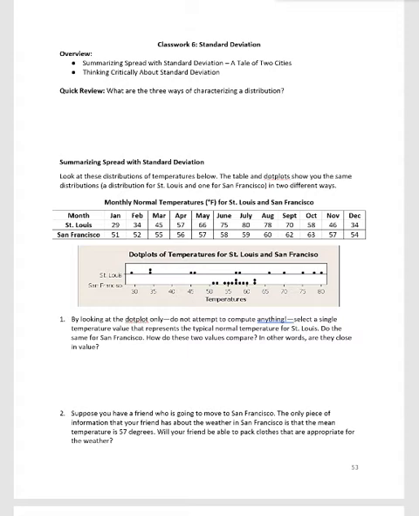So a quick review, what are the three ways of characterizing or describing a distribution? We've mentioned these a couple of times at this point, but just to recap, when we're describing a distribution, typically we talk about the shape, the center, and the spread of that distribution. So the shape would be things like looking at the histogram, looking for outliers. Is it skewed? Is it normal? The center, we are typically looking at the mean. And then with spread, most of the time we're looking at standard deviation.